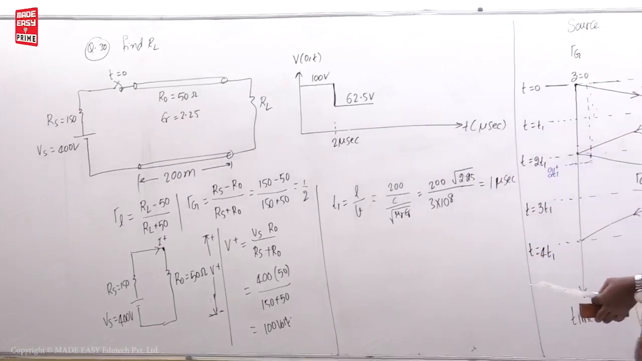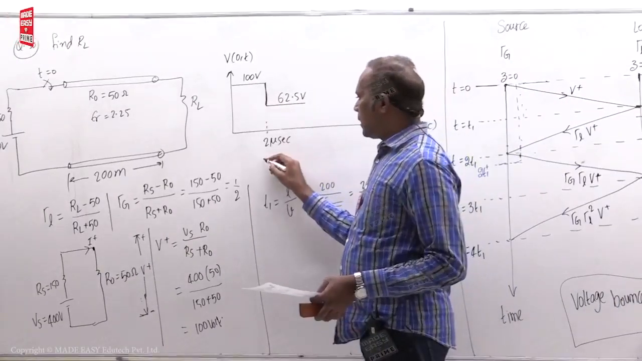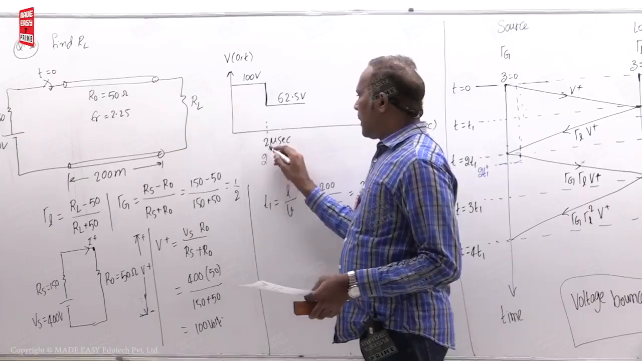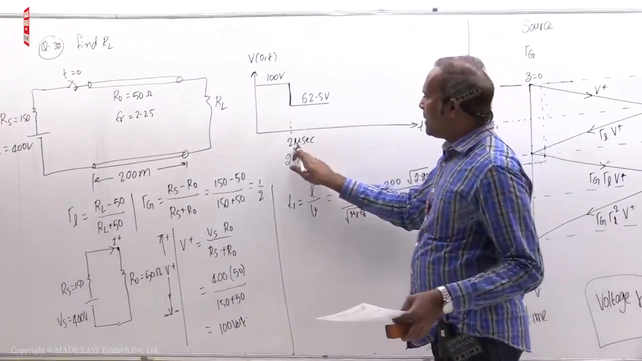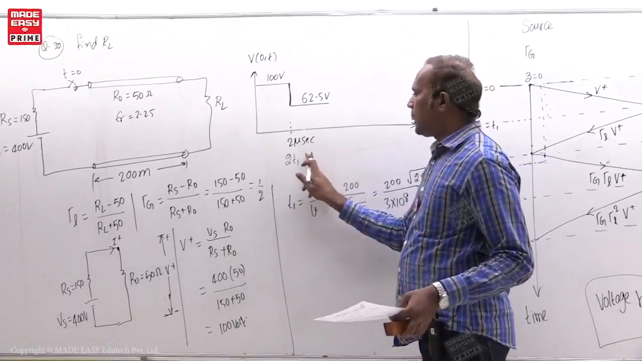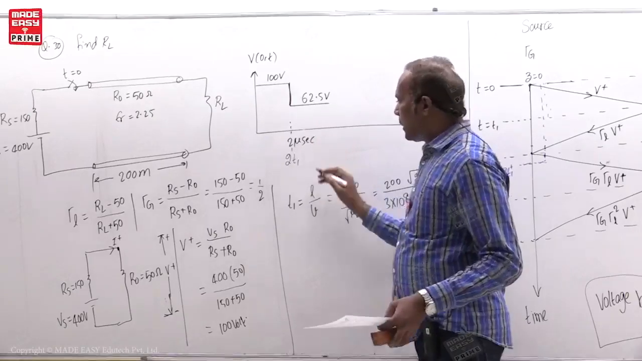Then if you see the bounce diagram, 1 microsecond, you see here, this is what then? 2 microsecond means 2 T1 time. T1 is 1 microsecond. This time is equal to 2 T1. All of you, this is 2 T1 time. This one is equal to 2 T1.